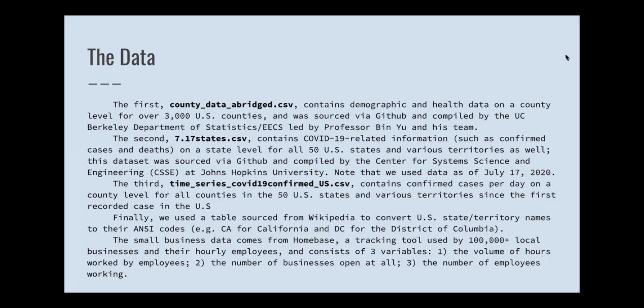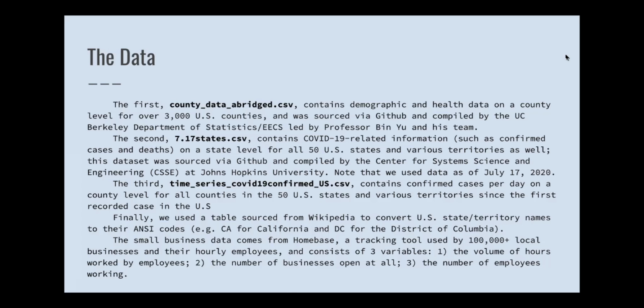The second dataset that we used was a states dataset, and it contained COVID-19 related information, such as confirmed cases and deaths on a state level for all 50 United States states and various territories as well. This dataset was sourced using GitHub and was compiled by the Center for System Science and Engineering at Johns Hopkins University. This data was only used until July 17.